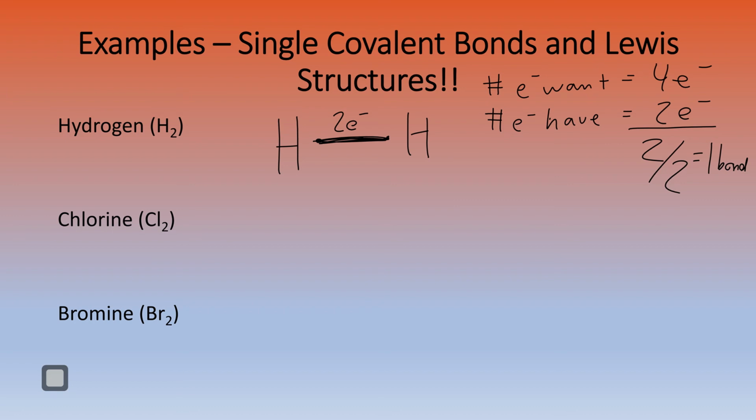Okay? One thing to realize, hydrogen always wants 1 bond. Hydrogen can only make 1 bond. And the same thing goes with the halogens. Halogens only need one bond and they'll be happy.